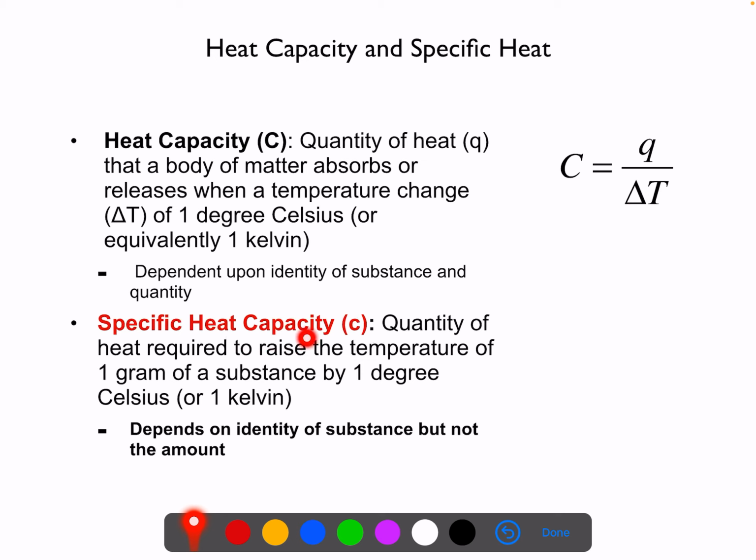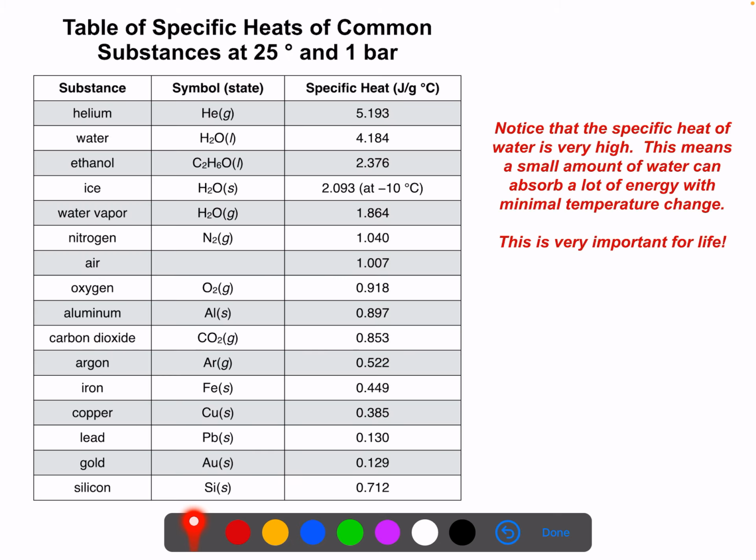The specific heat capacity, often shown as a lowercase c, is the quantity of heat required to raise the temperature of 1 gram of a substance by 1 degree, right? So the difference here between the two is the heat capacity could be for an object of any size, and the specific heat capacity is specific to 1 gram of a certain substance. And so it's the same sort of equation, except now there's a mass on the bottom for 1 gram. Now we can look these up. So your textbook has lists of substances, elements, and their specific heat. And again, the specific heat is how much energy it takes to change the temperature of 1 gram of a substance 1 degree.